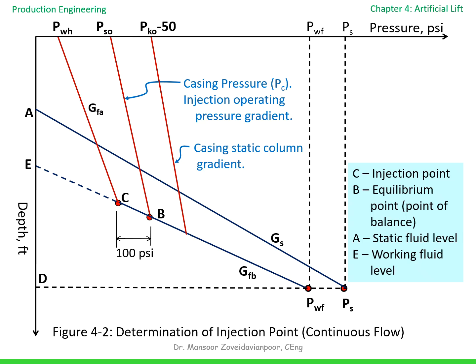As engineers, our goal is to use all these pressure relationships to find the deepest injection point that still allows gas to enter the tubing efficiently. So if someone asks, what is the purpose of this entire procedure? The answer is simple. We are finding the optimum depth to install the operating gas lift valve.